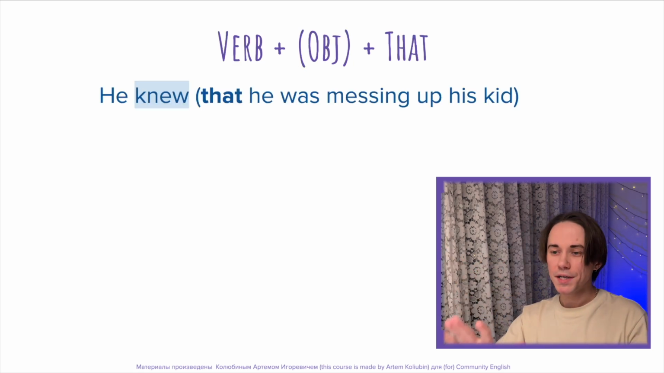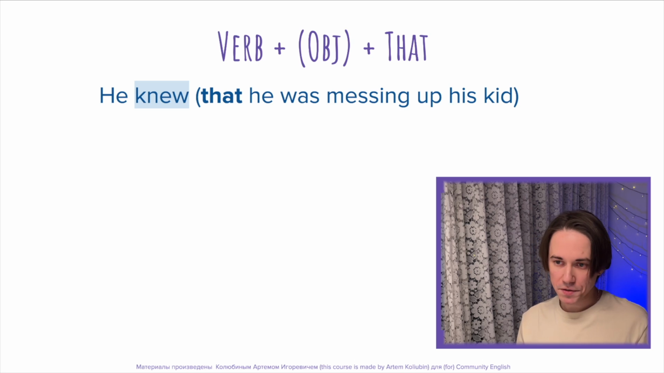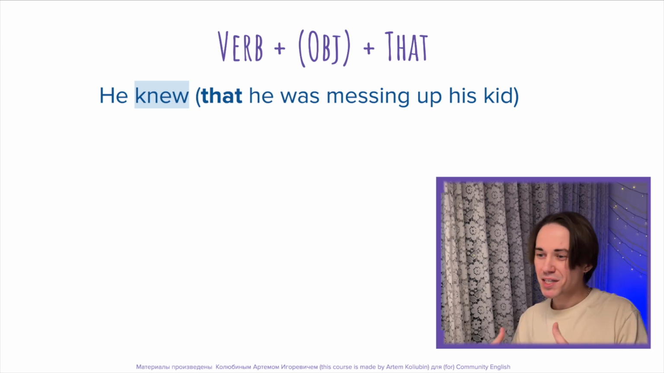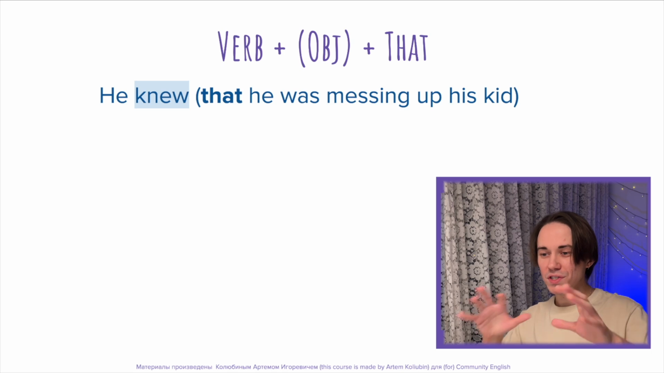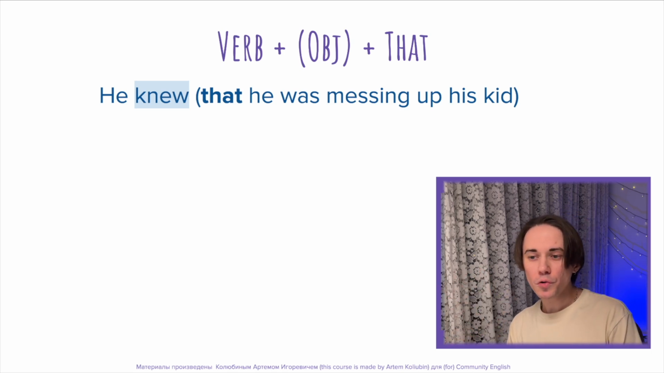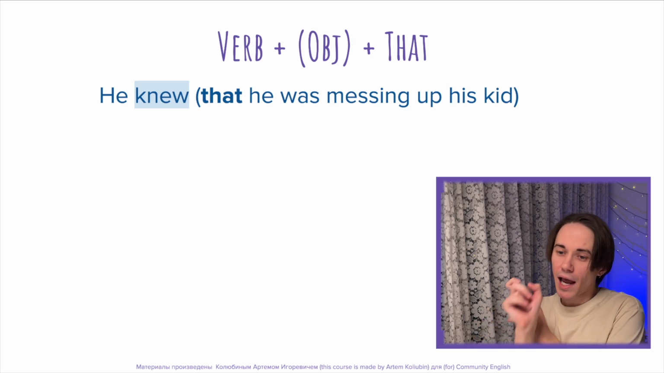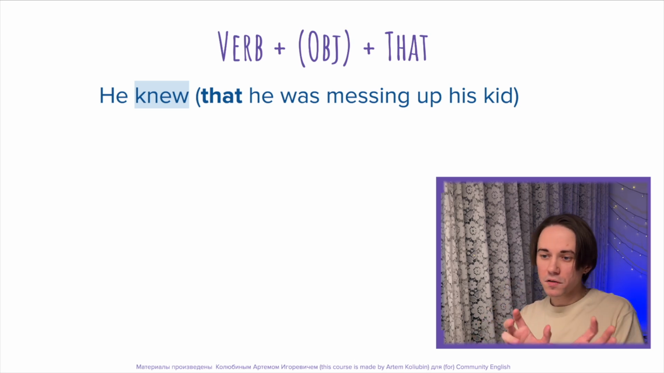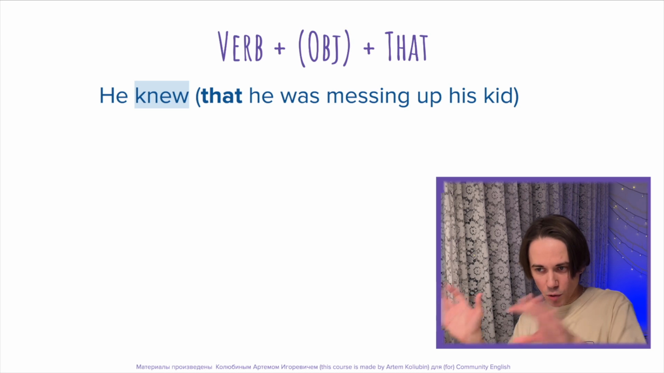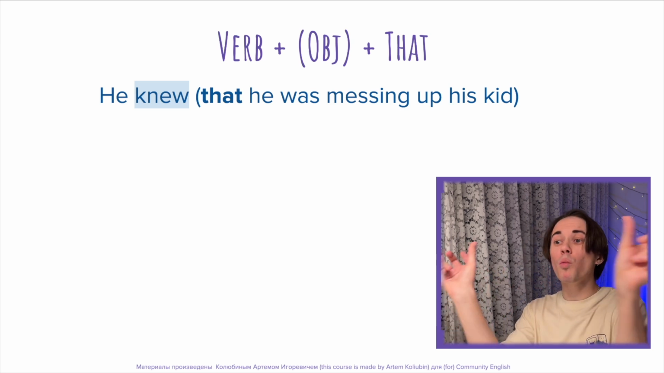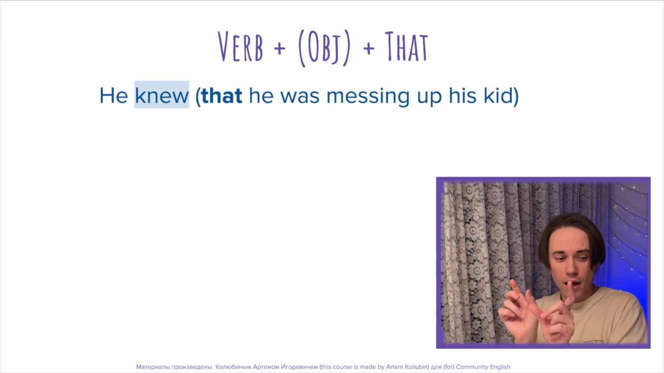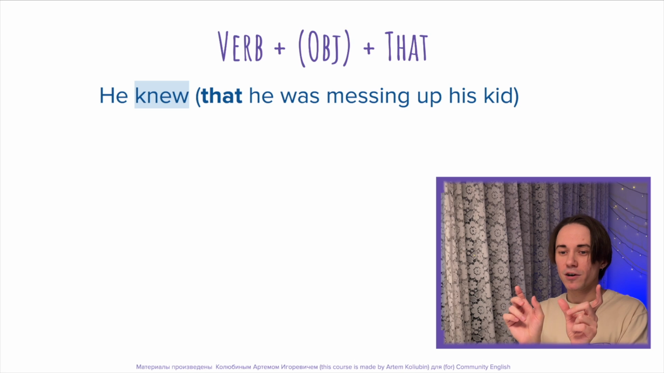So, what's the idea? For example, I have the sentence, he knew that he was messing up his kid. And when you do your homework, you will see sentences like that in your homework text. So, he knew that he was messing up his kid. So here, that connects he knew to the sentence he was messing up his kid. Those are two separate sentences, but we connect them together. Right, that's the idea at the very least.